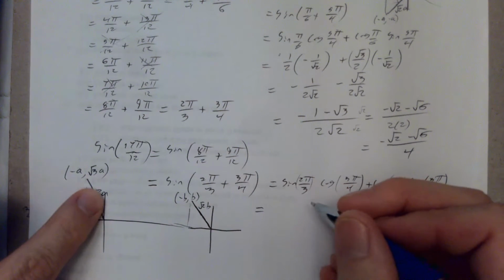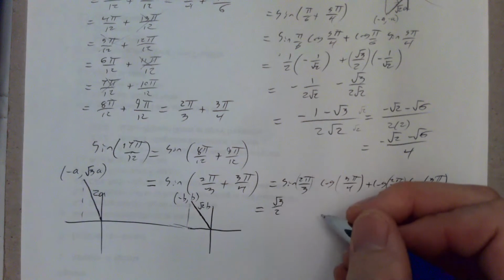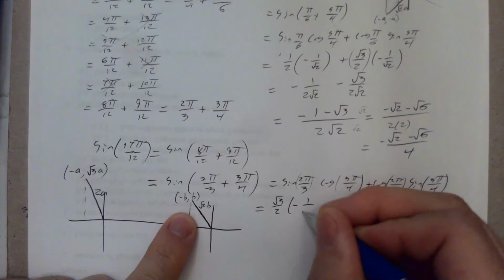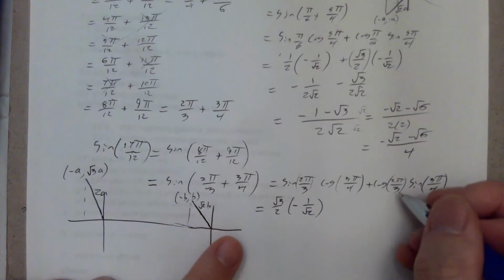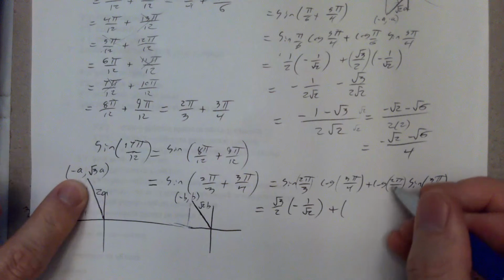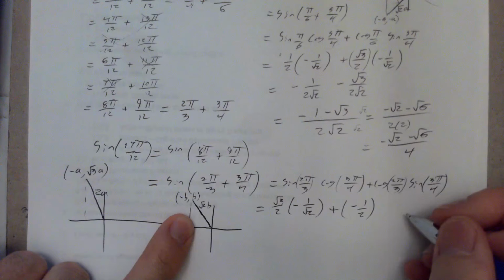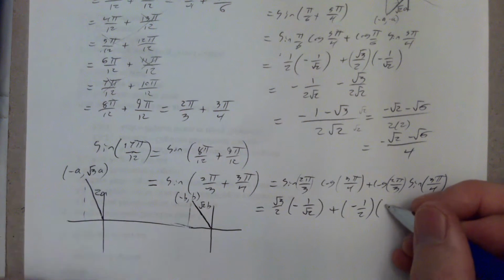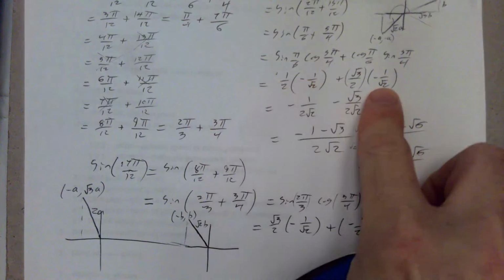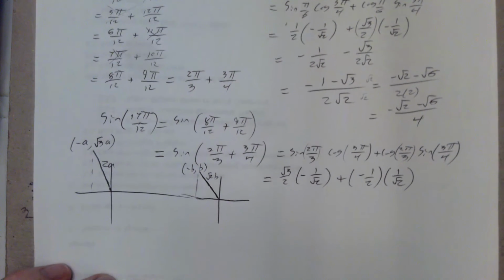It's going to be, let's see, sine of 2 pi by 3 is going to be root 3 over 2. Cosine of 3 pi by 4 is going to be negative 1 over root 2. Cosine of 2 pi by 3 is going to be negative 1 over 2. And sine of 3 pi by 4 is going to be 1 over root 2. Now, these numbers sound a little different than the last time, but they also sound a lot the same as the last time. The order is just a little bit different.